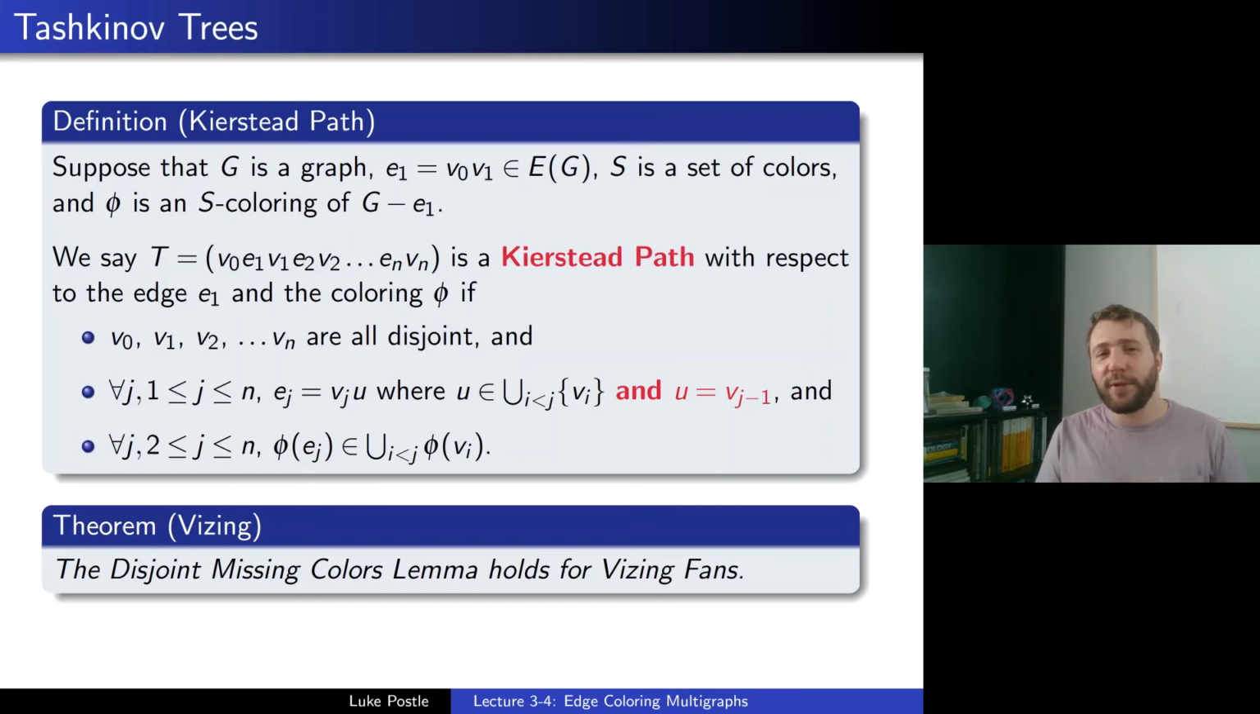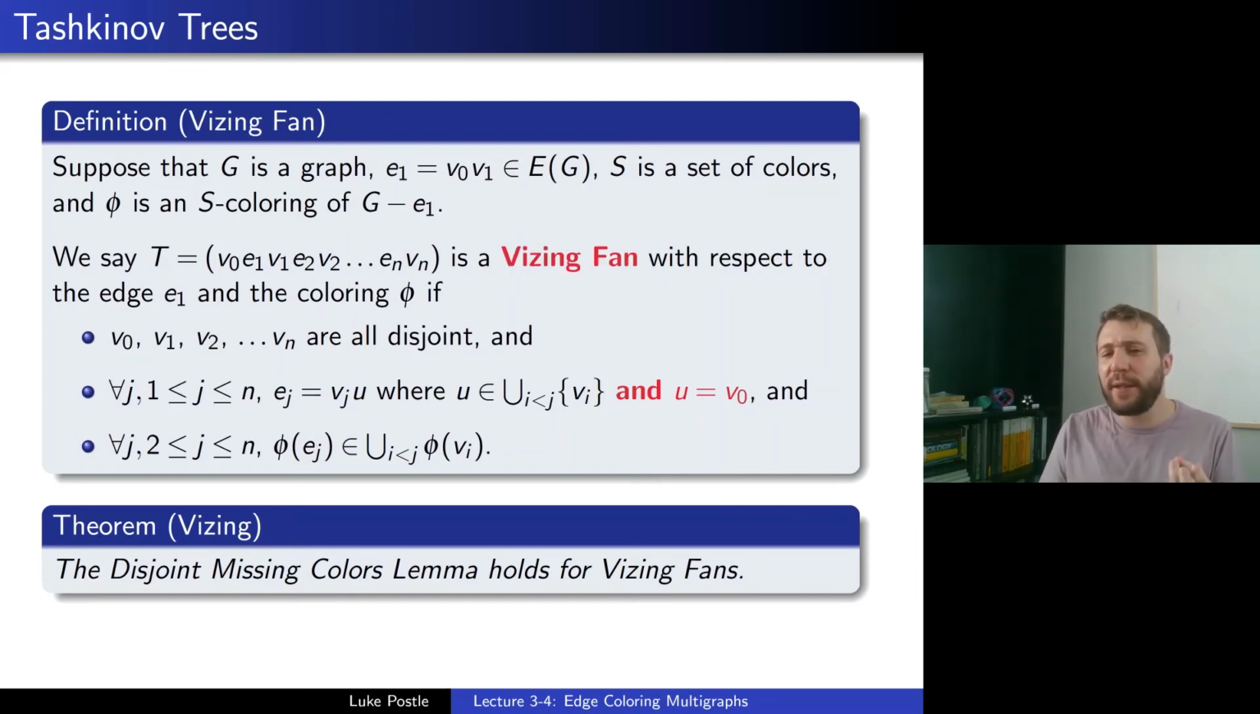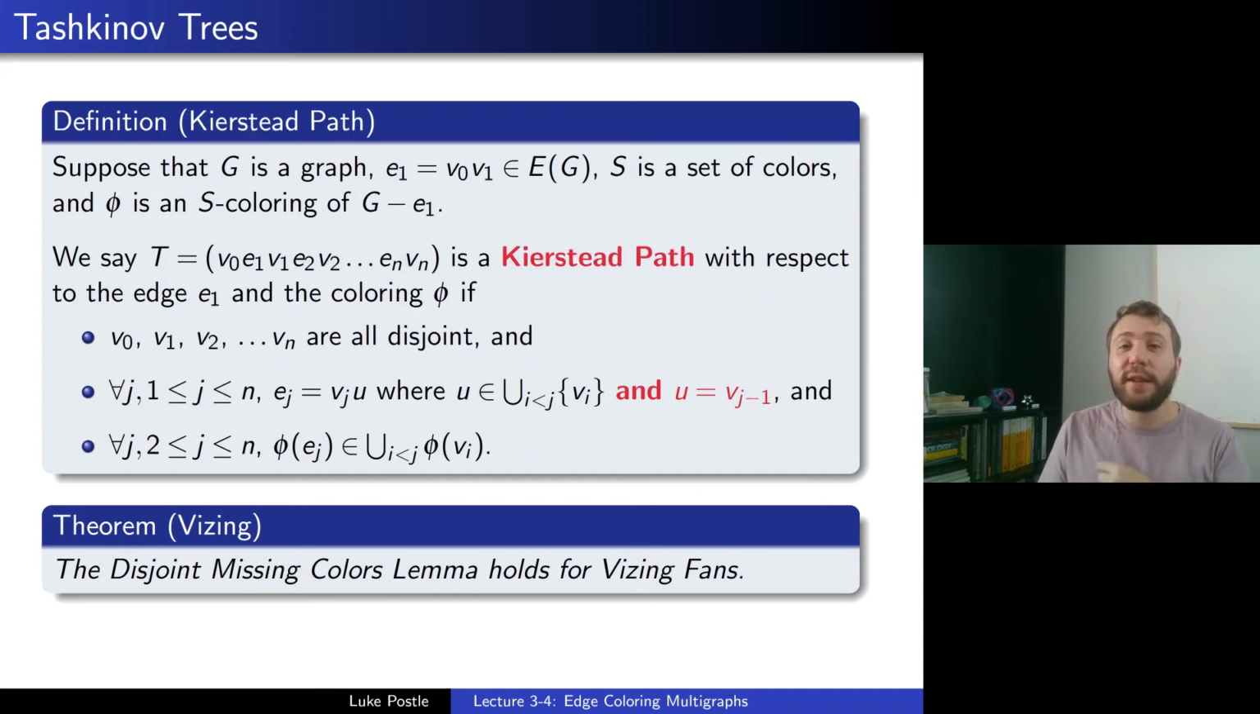So what else can you do? Well, there's a different way you could do this. It's called the Kierstead path, invented by Kierstead. Instead of having a star, let's take our uncolored edge e and make a path out of it. So we just switch the definition from u being v0, so the new edge is always coming out of the center, to being along a path. So you grow a path where each new edge is now missing at some earlier vertex. That doesn't have to be the star or the center, but just missing somewhere earlier. So we'll call it a Kierstead path, and Kierstead had shown the disjoint missing colors lemma holds for Kierstead paths.